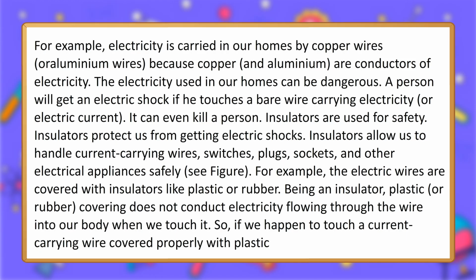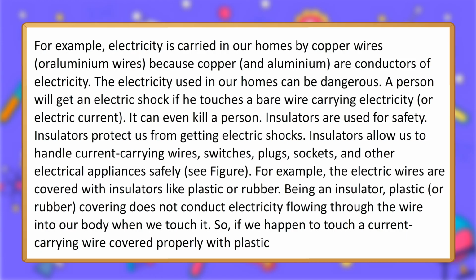A person will get an electric shock if he touches a bare wire carrying electricity, or electric current. It can even kill a person. Insulators are used for safety. Insulators protect us from getting electric shocks. Insulators allow us to handle current-carrying wires, switches, plugs, sockets, and other electrical appliances safely. See figure. For example, the electric wires are covered with insulators like plastic or rubber.